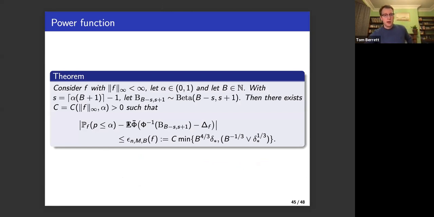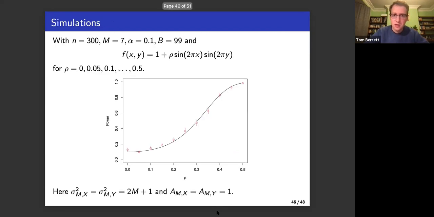And we put everything together and we show that the power of our test can be approximated by this quantity here in a finite sample way. Just to give a simulation, as a kind of sanity check really, the black curve is what would be predicted by the theory, and the red dots are what we see in a simulation study.